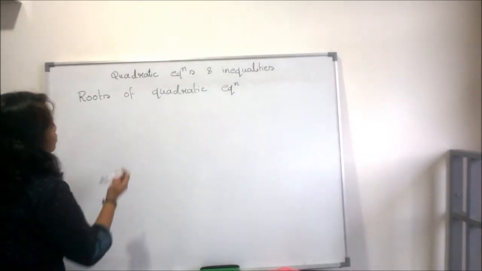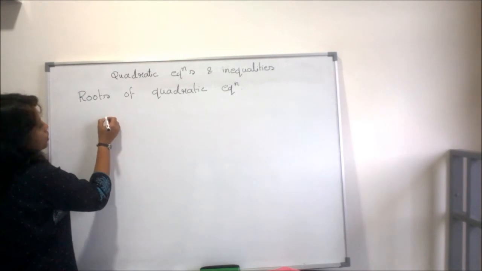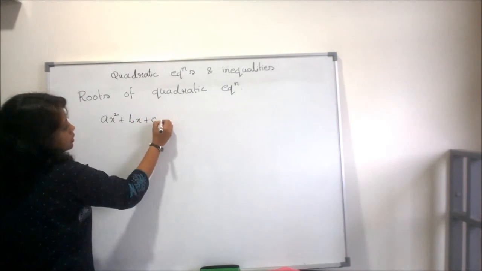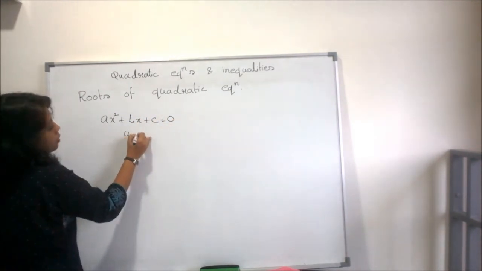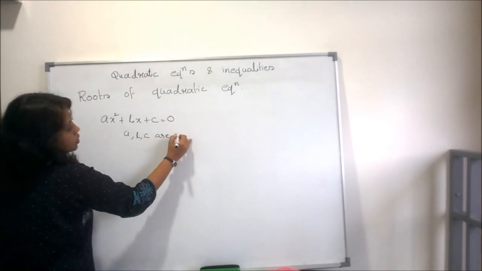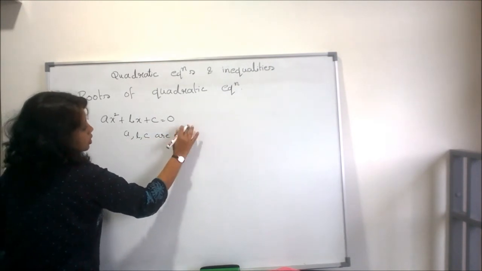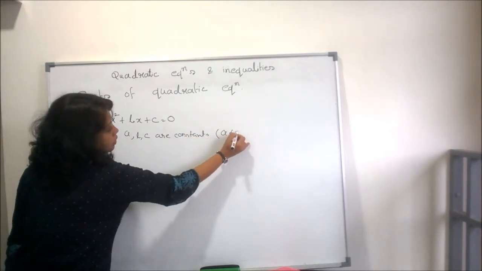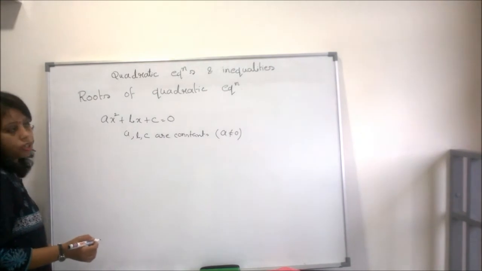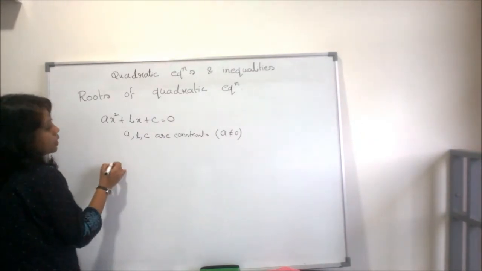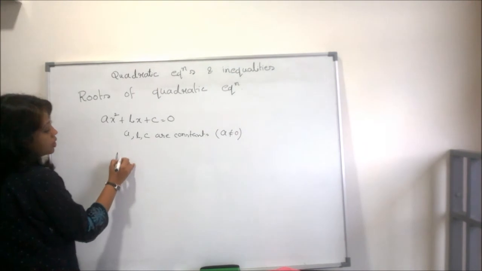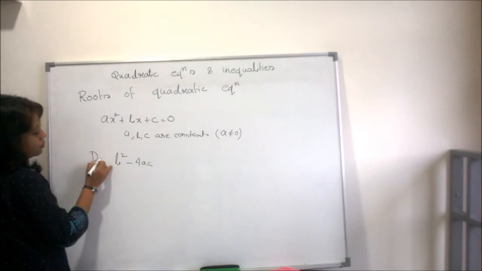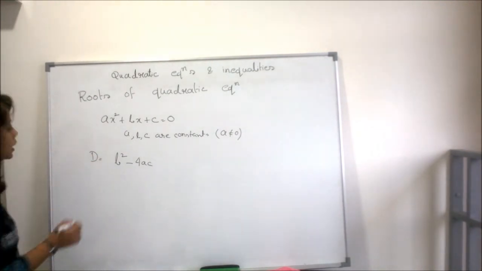Okay. Now we will discuss the roots of a quadratic equation. We know the form of our quadratic equation is ax² + bx + c = 0, where a, b, c are constants and a is not equal to 0. This is the quadratic equation, and the discriminant of this quadratic equation is b² − 4ac. This is the discriminant.